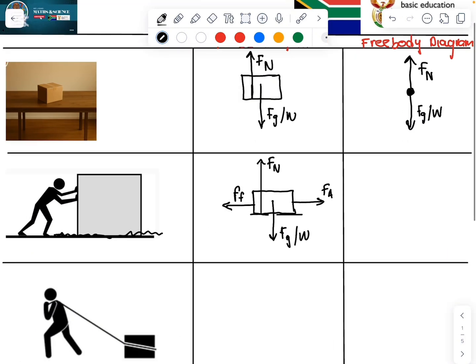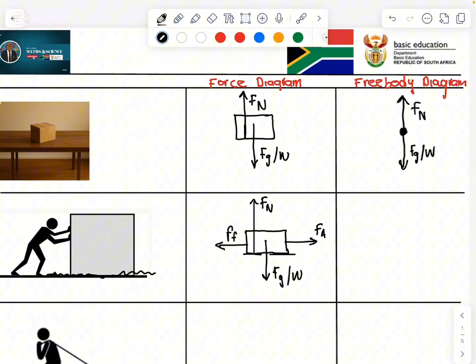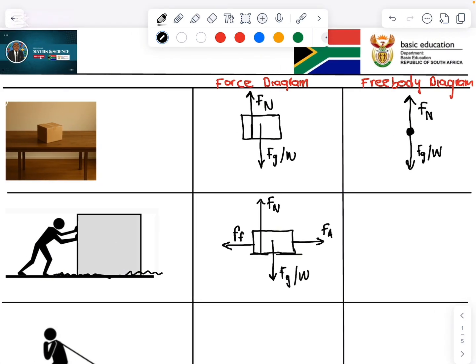Okay, and now moving on to free body diagram. Remember, with free body diagram, you represent the object as a dot, and then you put all the forces that are acting on the object. In this case, we have force applied, and then we have weight, which is your Fg, and then we have frictional force, and then lastly we have normal force.